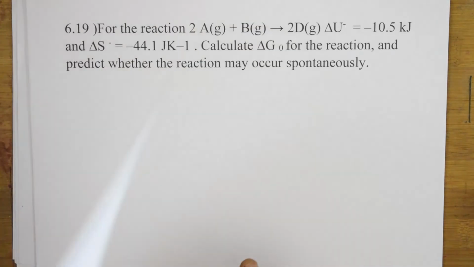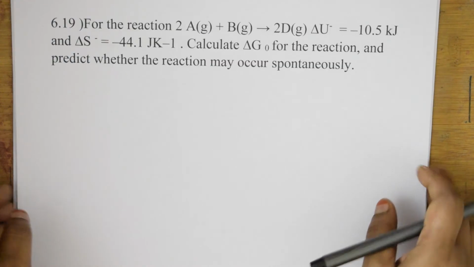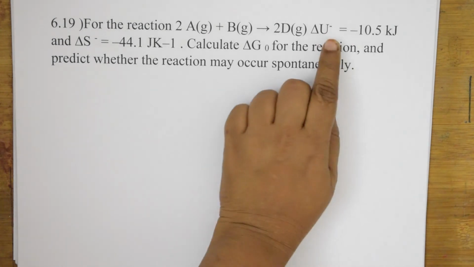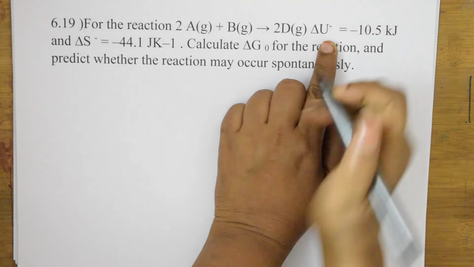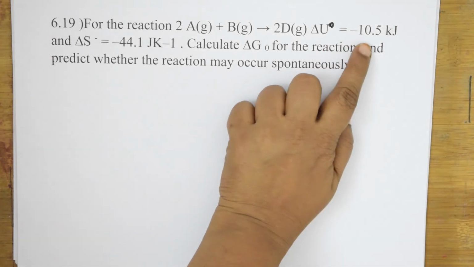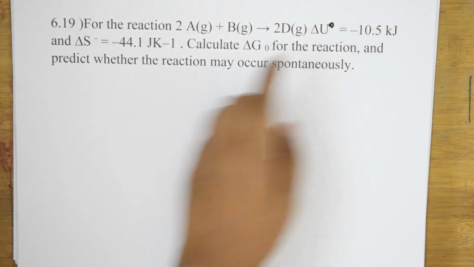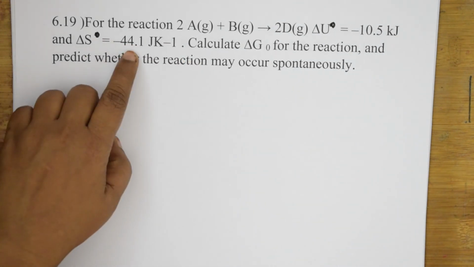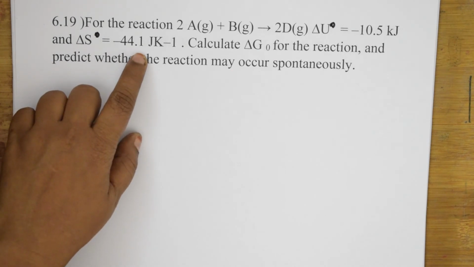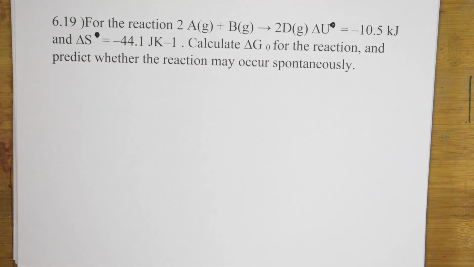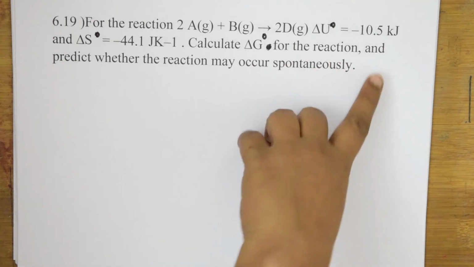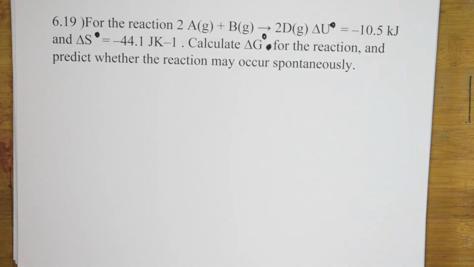Let's see the 19th question. Right. So here what do they give us? They've given us, for the reaction 2A plus B gives us 2D, the internal energy change, this is not standard, it's minus 10.5 kilojoules. And the entropy change is also not standard, minus 44.1 joule per Kelvin. Calculate G naught for the reaction, and predict whether the reaction occurs spontaneously or not.